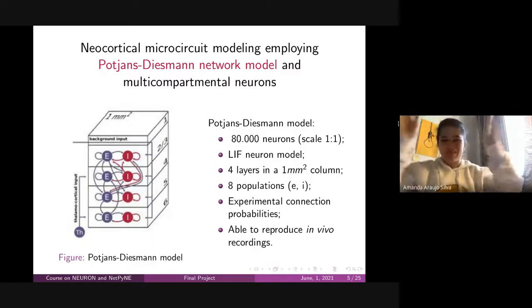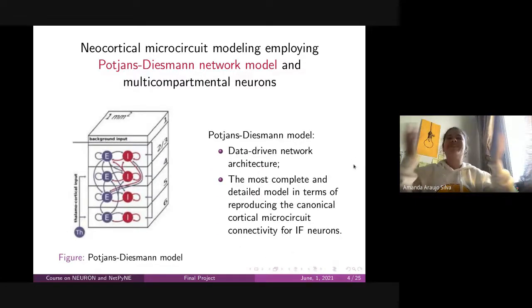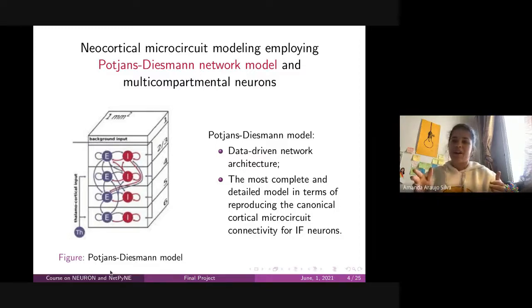I'm sorry, just getting back. I'd like to talk about the network model. What does Potjans-Diesmann say? It is a network architecture. It is data-driven, so it's based on experimental data. And when we talk about the simplest point neurons, with the lowest morphological detail, like integrate-and-fire neurons, it is the most complete and detailed model in terms of reproducing the canonical cortical microcircuit. So it's a good starting point.